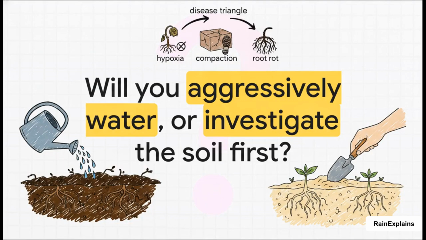So now that you know the hidden signs of hypoxia, compaction, and root rot, you are fully equipped to break the disease triangle in your own garden. I challenge you to look beneath the surface, treat the soil, not just the symptoms.